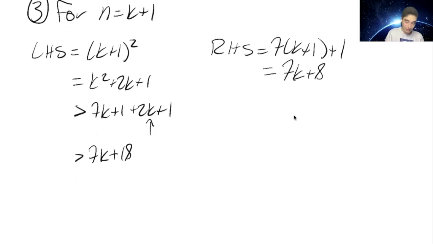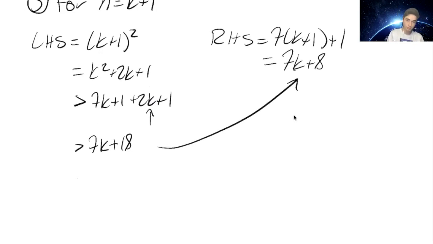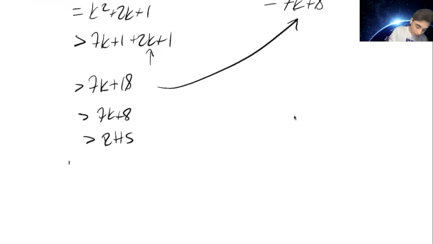But wait a second, isn't our right-hand side 7k plus 8? If our right-hand side is 7k plus 8, and our left-hand side is greater than 7k plus 18, we know the left-hand side has got to be greater than the right-hand side. So that is greater than 7k plus 8. It's less than 7k plus 18, sorry, which is greater than the right-hand side, which is, as we just said, 7k plus 8. Therefore, true for n equals k plus 1.